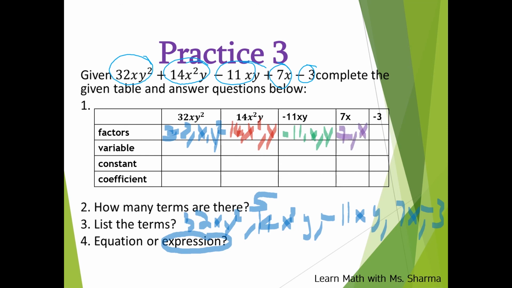Okay. Now what's the variable? Variable for 32xy squared for the term is x and y. Variable for 14x squared y is x and y. Variable for negative 11xy is x and y. Variable for 7x is x. Now the constant is negative 3, the number with no letters. The coefficients are numbers in front of the letters. So the coefficient, the first one is 32, second one is 14, and third term is negative 11, fourth term is 7.